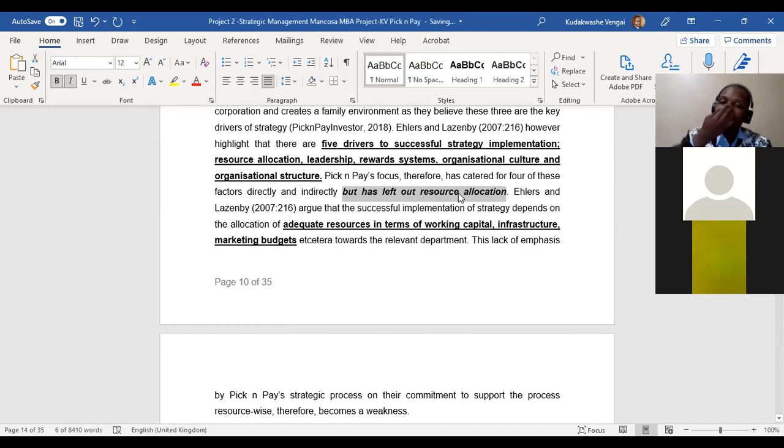Because after assessing their integrated report, I did not see any way they talked about resource allocation. So I thought that was a weakness that they have in their strategic management process. They are lacking the part of resource allocation. So this again answers what you were talking about, where I think that some information might not be publicly available.